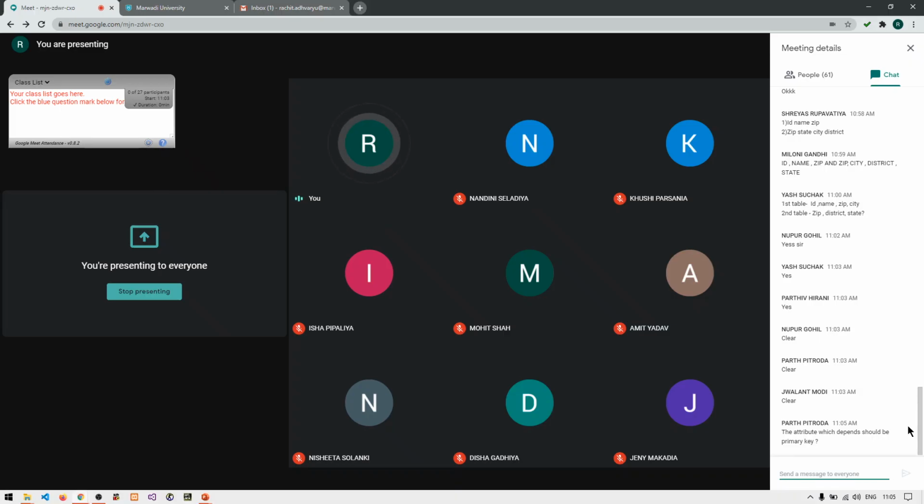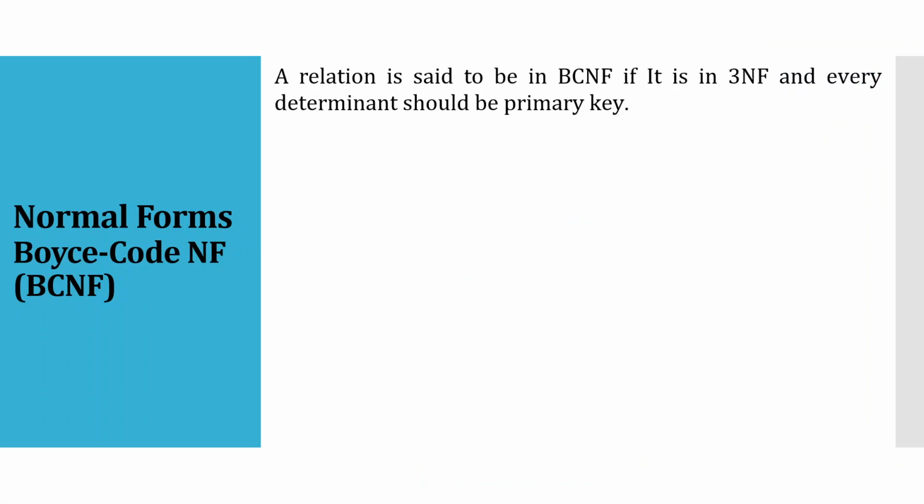The attribute which depends should be the primary key. Okay, Parth, good answer. Still, anyone else?